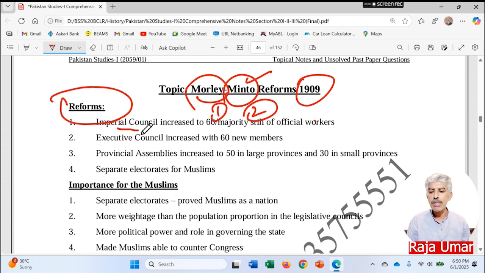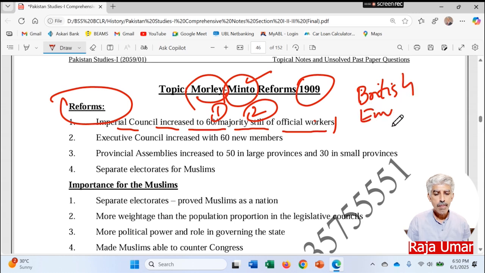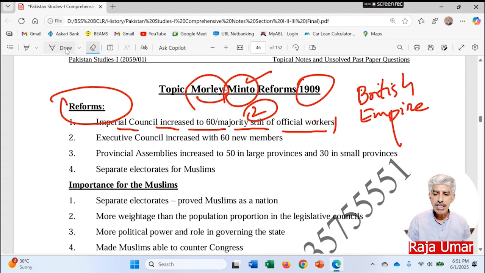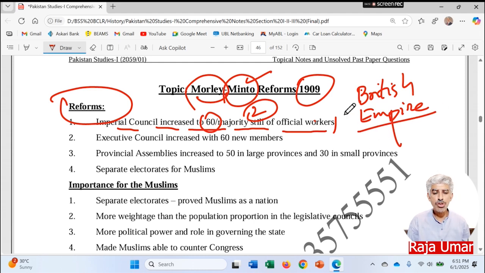So what were the reforms? Imperial Council increased to 60, the majority of them official members. It means that the Imperial Council, the council composed by the British Empire, will now have 60 members in all, but out of these 60, the majority will be British. So there was still no greater say of the locals in the Imperial Council of the subcontinent.